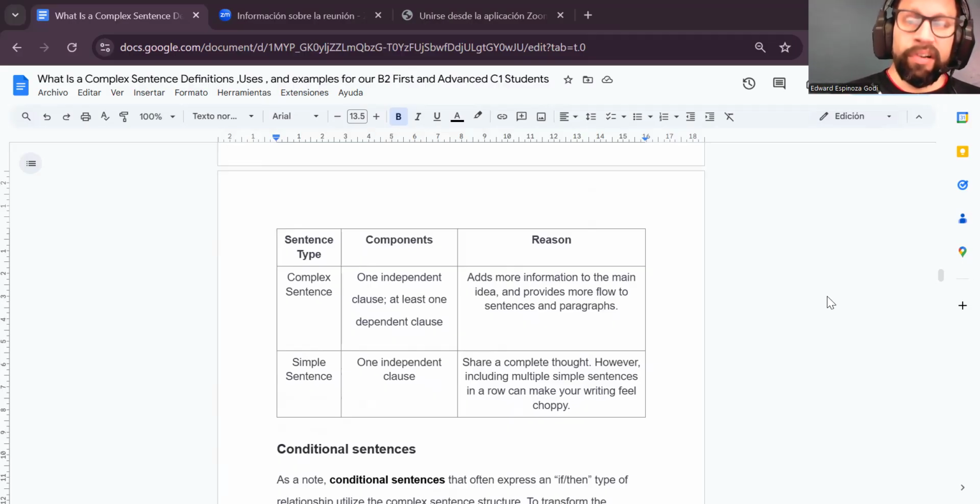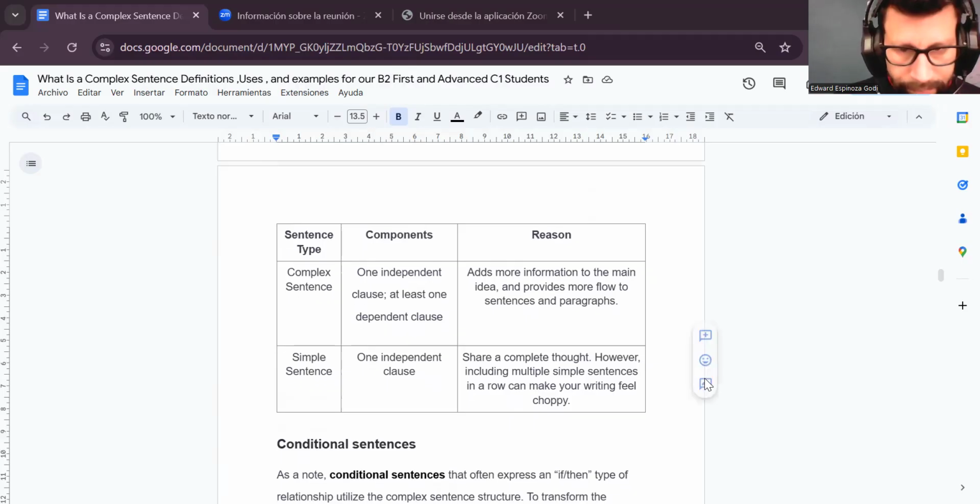Simple sentences, on the other hand, only require one independent clause, and their purpose or reason is to share a complete thought. However, including multiple simple sentences in a row can make your speech or writing feel choppy, which means that it becomes confusing, in other words, my dear students.